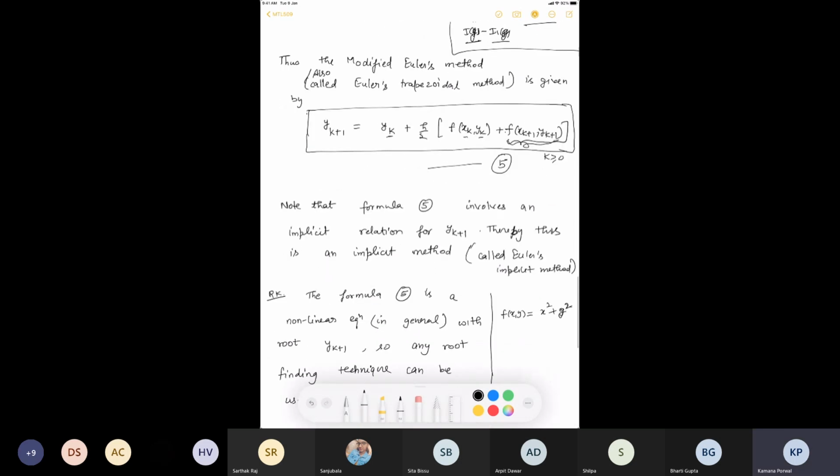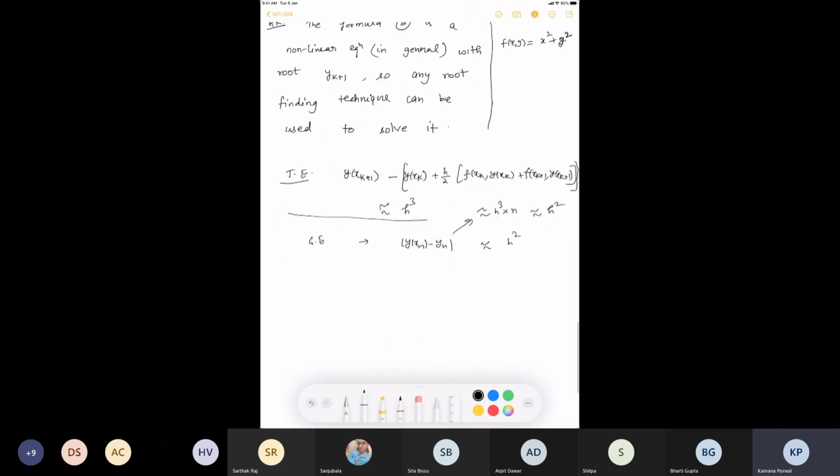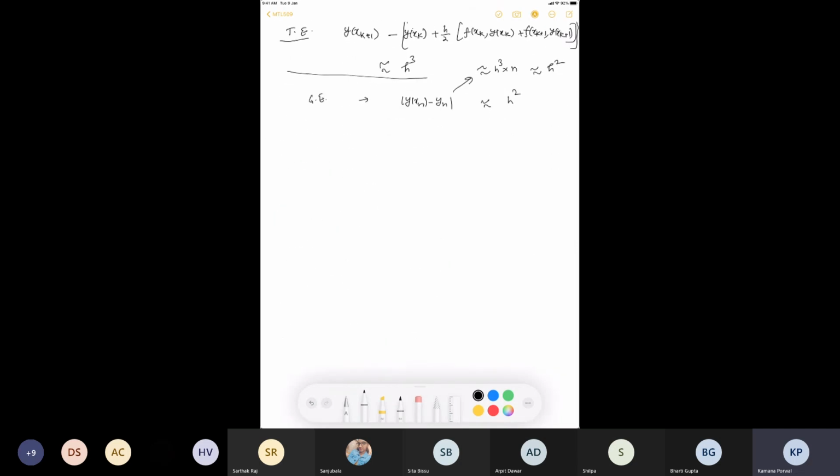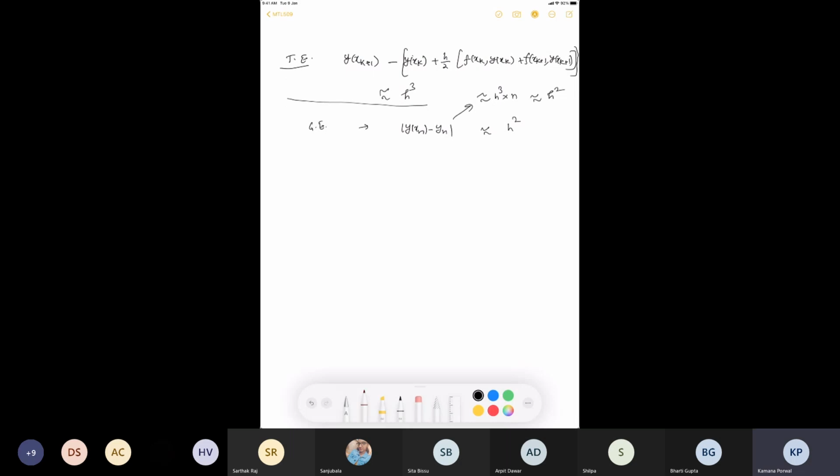Now, coming back to the point that this is an implicit relation, right? So you have to solve for y_{k+1} at each step, and you might have to apply root finding techniques to find y_{k+1}. So with that reasoning, there was a further suggestion to modify this method to get a method with the same truncation error, that is, we don't want to lose the order of the truncation error. We still want h cube as the truncation error, but modify this method so that we get an explicit method. That is due to Heun.